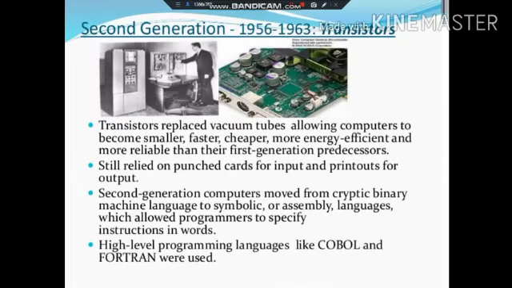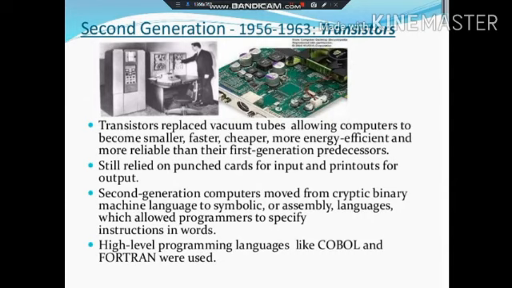Moving on, second generation of computers. The second generation of computers lasted from 1956 to 1963. In this stage, vacuum tubes were replaced by transistors. Computers became smaller, faster and cheaper. They also started using less energy as compared to the first generation. It was also possible to do programming in these computers. By programming, I mean that code writing was possible in these computers.